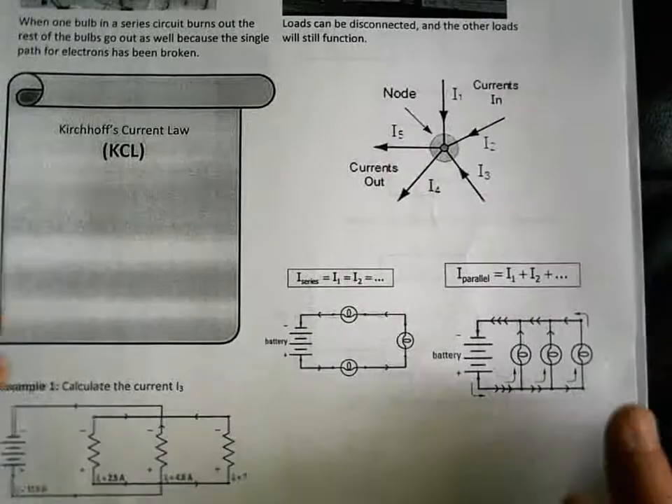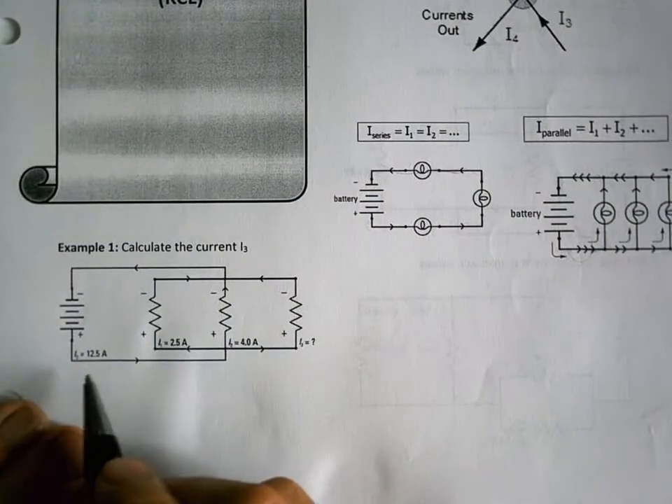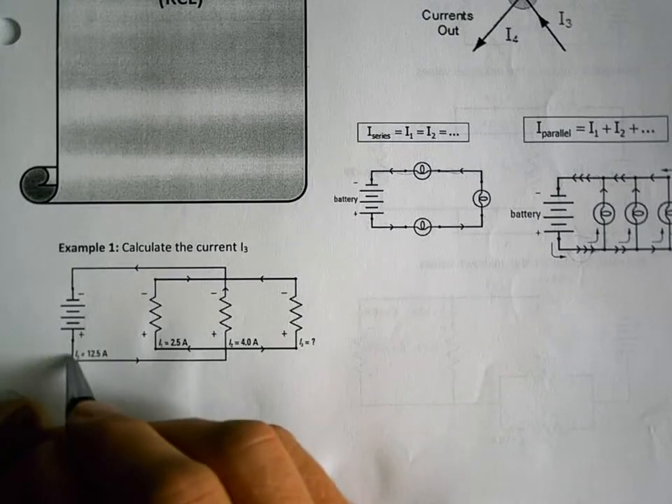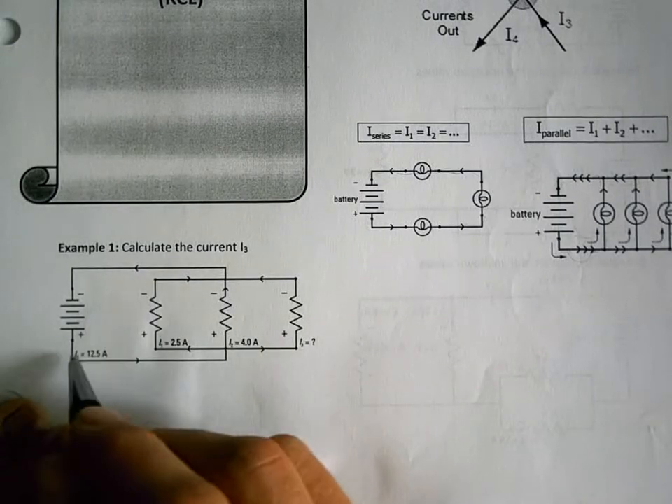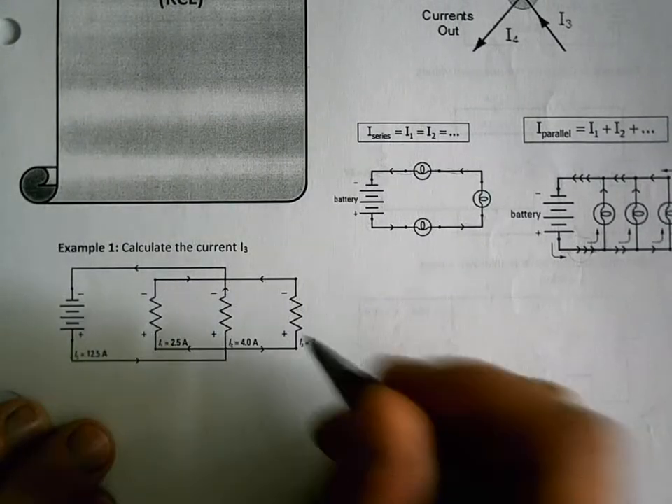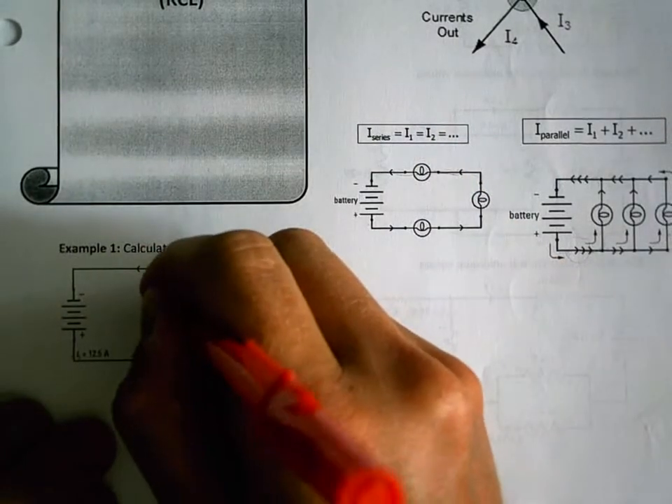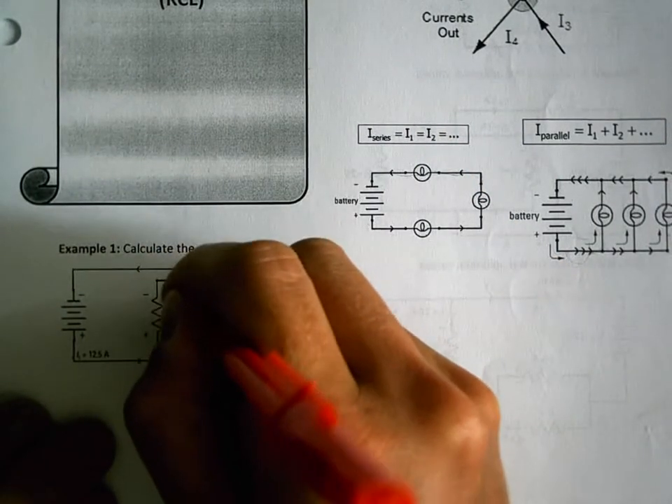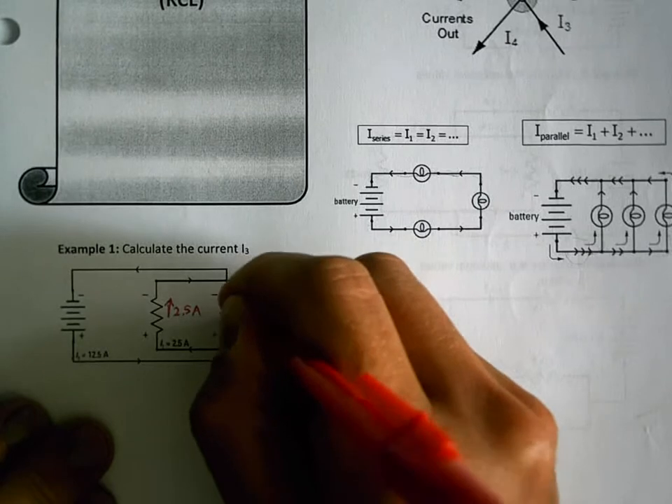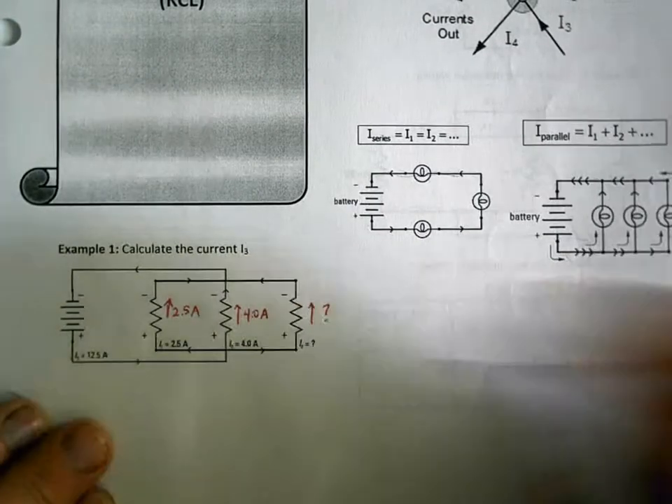So let's look at the example. Down here I have 12.5 amps on the main stream of my circuit. That's like the river. And then what do I see here? Well, I have 2.5 amps going this way, and I have 4.0 amps here. So the question is, what do I have here?